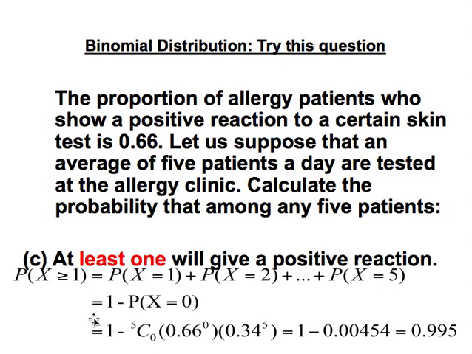Okay, so we can work this problem out by saying 1 minus the probability that x is equal to 0. So we'll have to find the probability that x is equal to 0: 5 combination 0, 0.66 to the 0, 0.34 to the 5th power. And then we're going to take that value from 1. Just a note that any value raised to the power of 0 is 1.